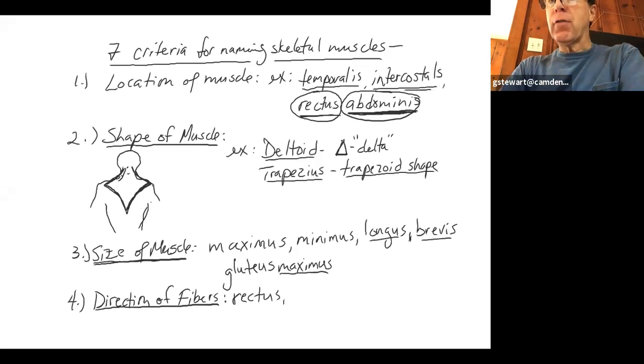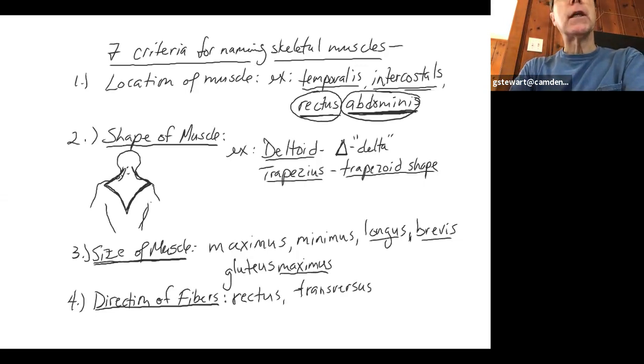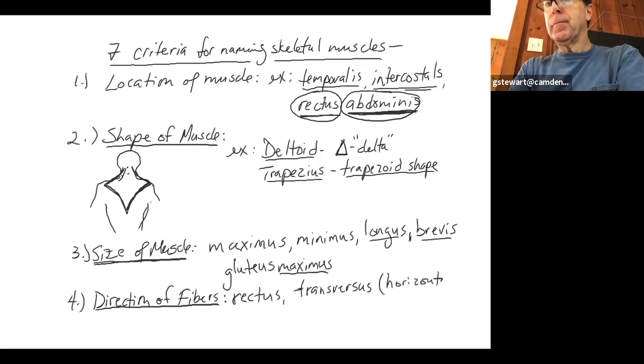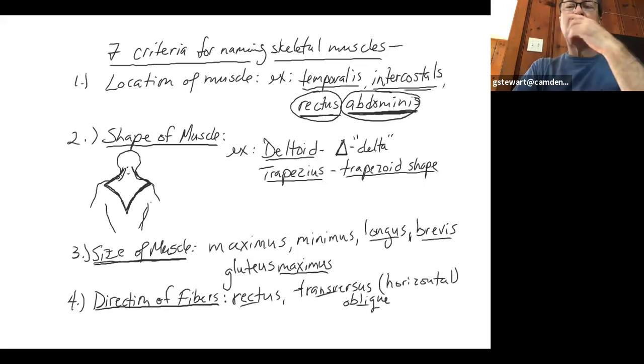A word like transversus, that means actually running transversely to an axis. So I always tell students transversus, think horizontal. And there's other words like oblique, that usually means diagonal. If these words, rectus, transverse, oblique, are in the name, it tells you the direction of the fibers.